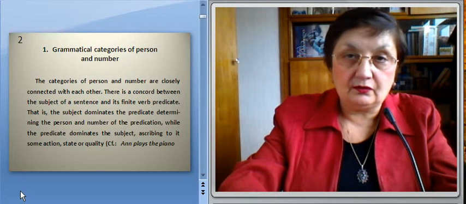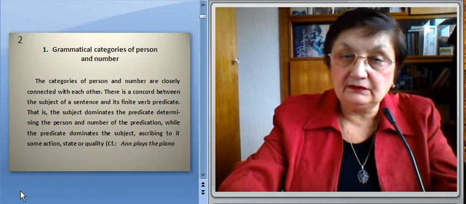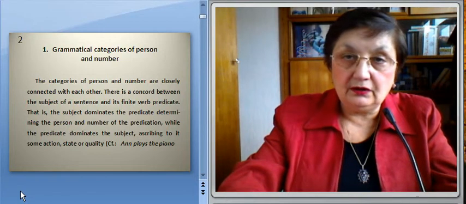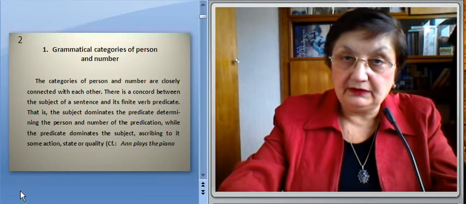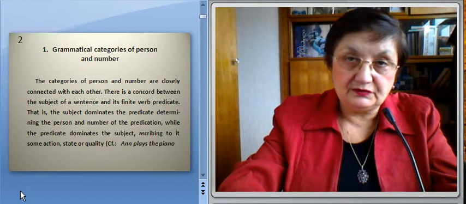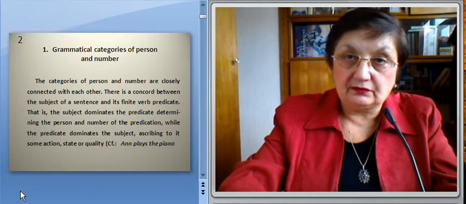There is a concord between the subject of a sentence and its finite verb predicate. That is, the subject dominates the predicate, determining the person and number of the predication, while the predicate dominates the subject, ascribing to it some action, state, or quality.